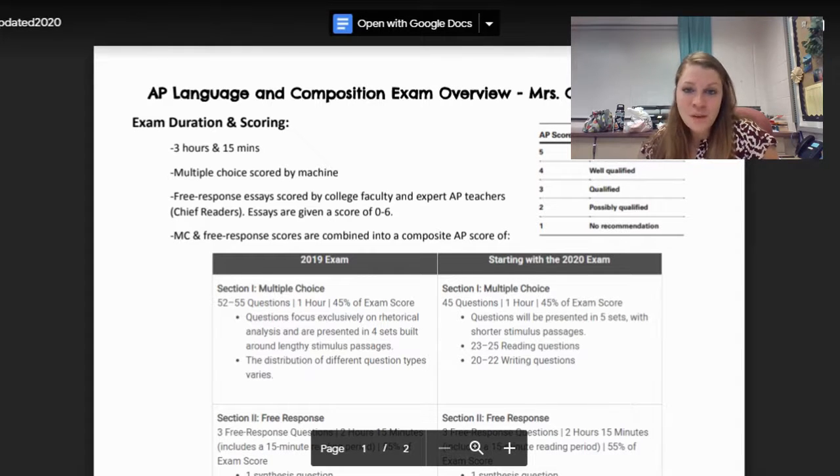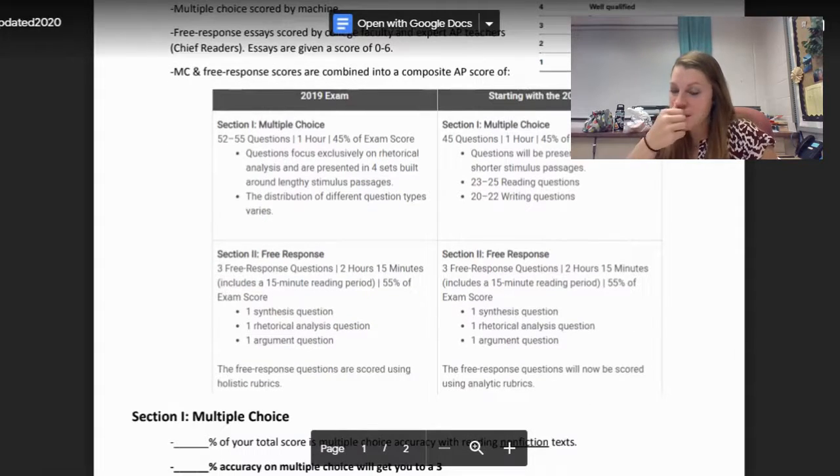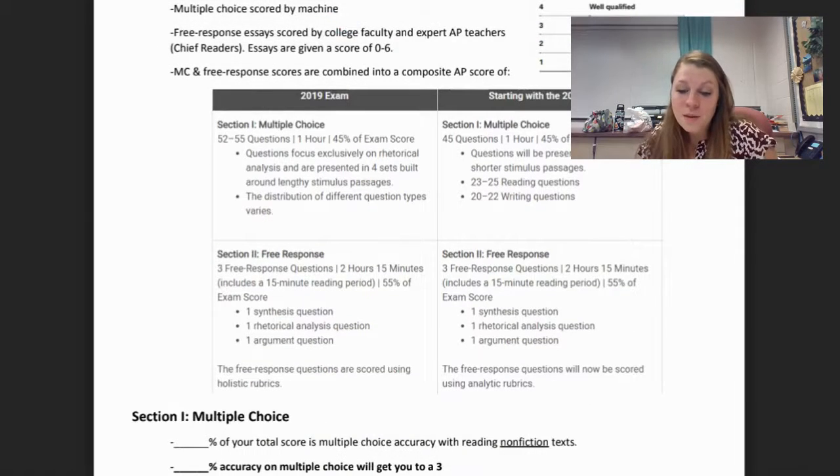But I just wanted to go over some of the changes. So the 2019 exam was a lot different. If you have siblings who took the AP exam for this, it's going to look a lot different to you guys than it did to your peers who have taken it before.